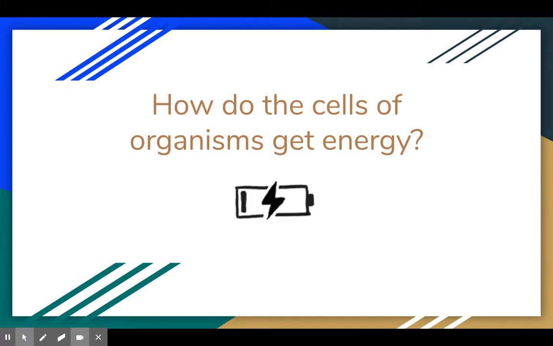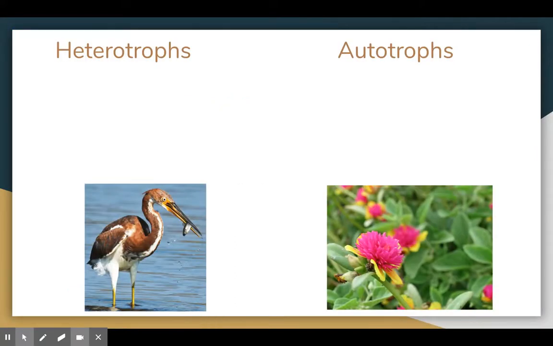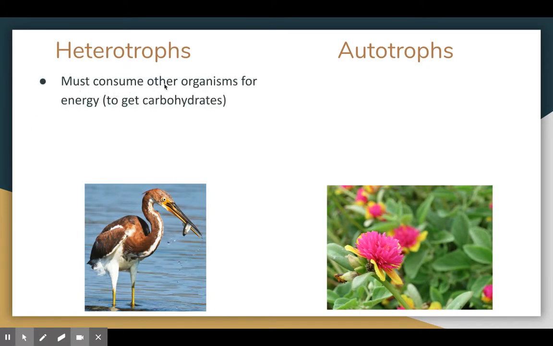All right, so then how do the cells of organisms even end up with energy to begin with? So where do these carbohydrates that have the energy come from? Well, that's why we started off this unit with talking about ecosystems and the roles that organisms have in an ecosystem. So think back to the word heterotroph and to the word autotroph. Heterotrophs are organisms that must consume other organisms for energy. Why do we eat other food? Well, we're getting the carbohydrates. We're getting the nutrients from that food.